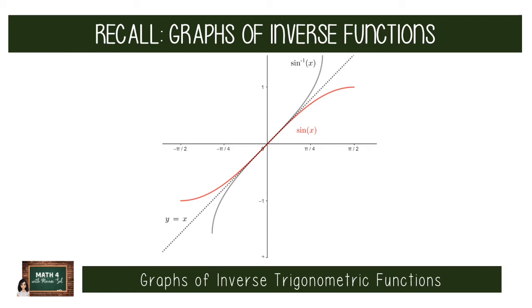Before proceeding further to identifying the properties of graphs of inverse trigonometric functions, let's also recall that another property of graphs of inverse functions is that the graph of the function and the graph of its inverse are symmetric about the line y equals x. Both are graphed here in different colors, and as you see, they are indeed symmetric along the line f of x is equal to x.